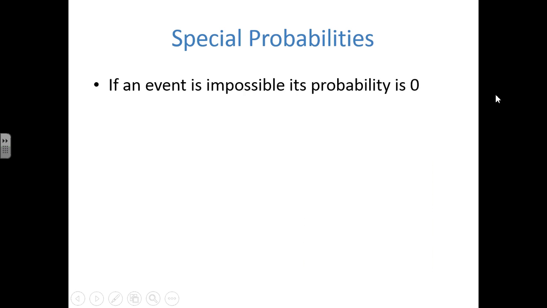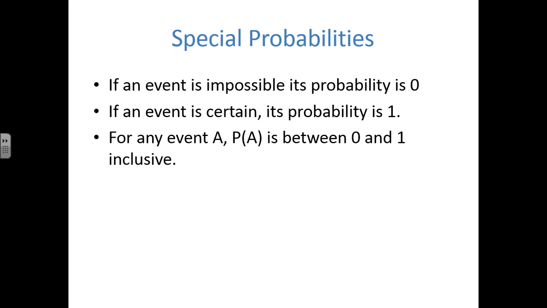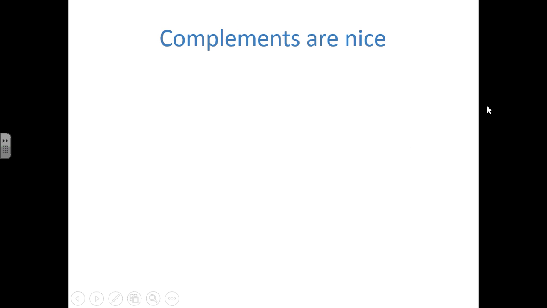We have certain special probabilities. If an event is impossible to occur, its probability is 0. If an event is certain to occur, its probability is 1. So for any event A, the probability of A has to be between 0, impossible to occur, and 1, certain to occur.